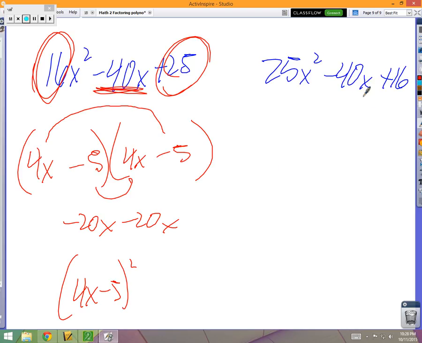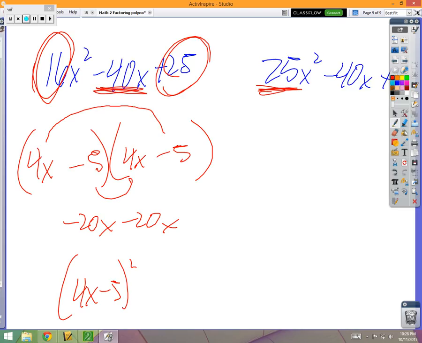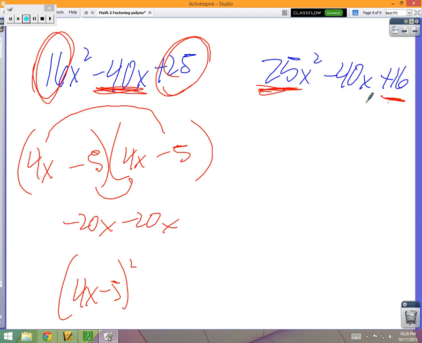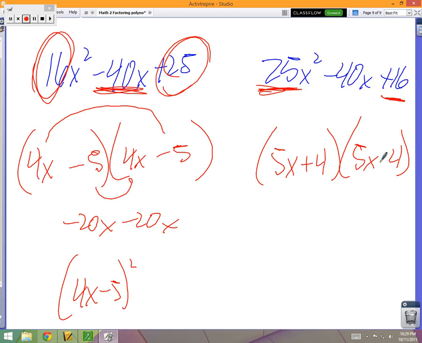Okay, now this one, you see that it starts and ends with a perfect square, so it's going to be a special case. So how they get the 25x squared is 5x and 5x. How they get the 16 is 4 and 4, but they're not pluses. You look at the middle. The middle's minus, so they got to be minuses.